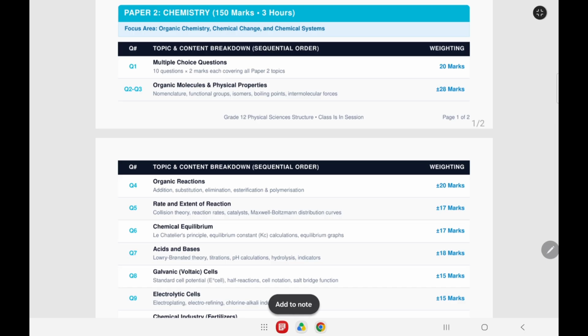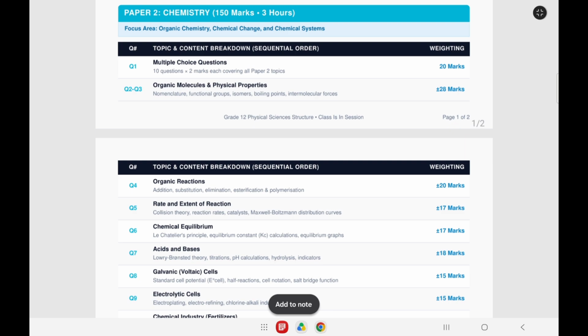That's also worth about 150 marks, and you have to write the paper within 3 hours. In paper 2, we're focusing on organic chemistry, chemical changes, as well as chemical systems. Let's go through all these topics. Question 1, you have multiple choice questions, 10 questions worth 2 marks each, covering all paper 2 topics. They're worth exactly 20 marks. So when you go to write your paper 2, make sure that you read most of the topics that I'm about to say, because if you ace the multiple choice, you get over 15 marks in question 1.